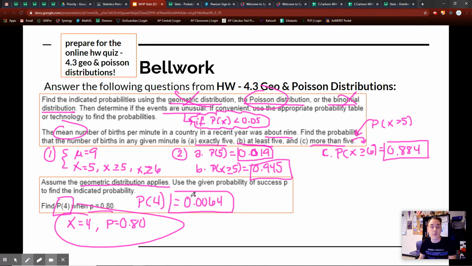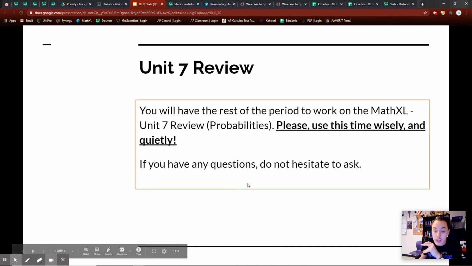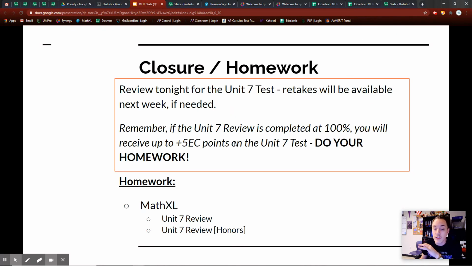The other questions on the homework quiz are very, very similar to this. Make sure you watch the notes. Watch the video. Read the notes, write the notes, take the notes, okay? And so I will be checking notes this week, so make sure you complete them. Take the homework quiz, 5 questions, 25 minutes, and then review. You have the whole time to review. Make sure you are reviewing, okay? Do the homework quiz, then you're going to be reviewing. If you do the review at 100%, you get up to 5 extra credit points on the test.